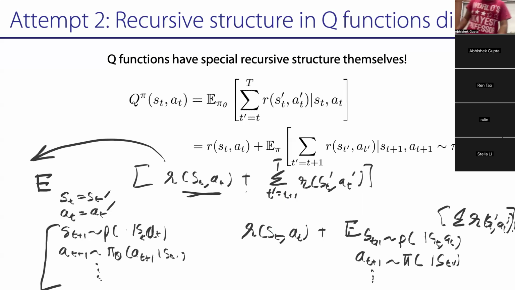Now, if you want to do a recursion directly onto the Q functions, this thing looks almost like a Q function, but it's not exactly a Q function, right? What is making it not a Q function? It's the expected sum of rewards in the future, but sampling s_{t+1} from your P and a_{t+1} from your policy. So why is it not exactly a Q function?